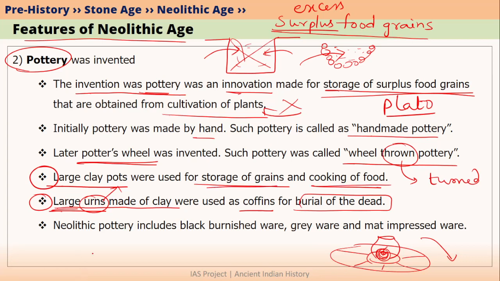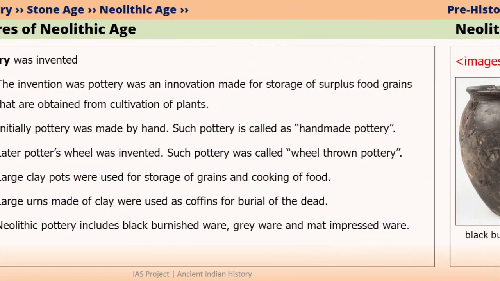If we look at the type of pottery that Neolithic age people used, three kinds of pottery were important in India. The first one is black burnished ware, then we have grey ware, and lastly we have matte impressed ware. Let's talk about these kinds of pottery.